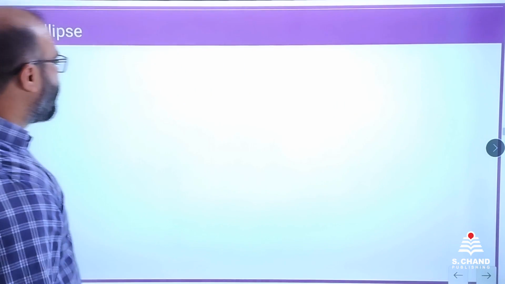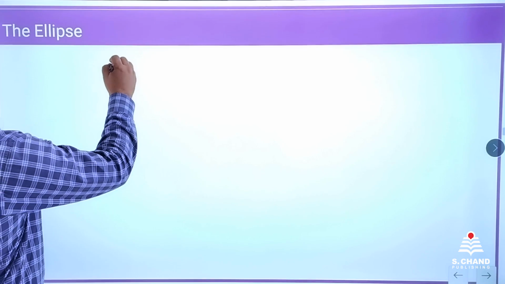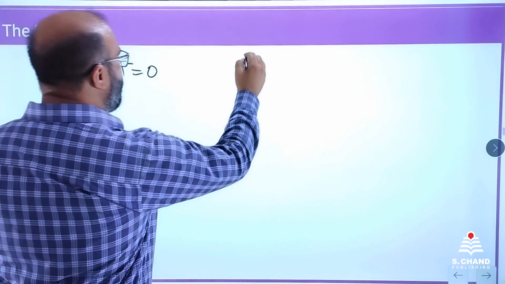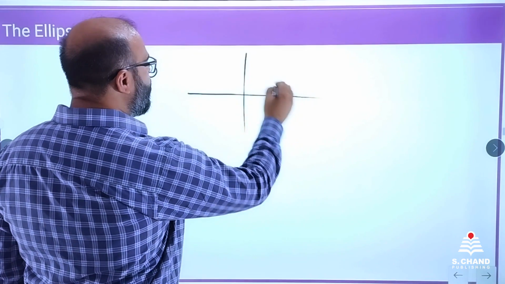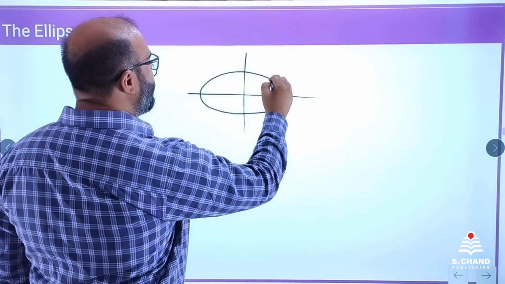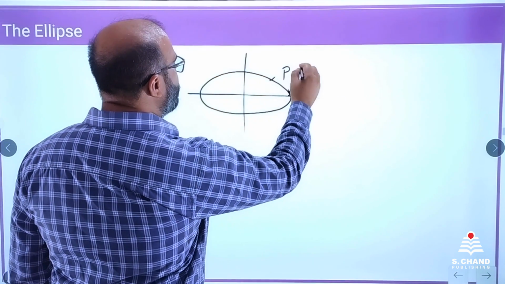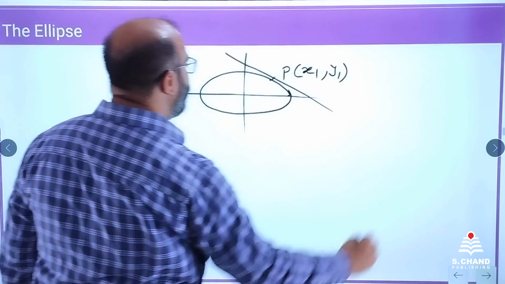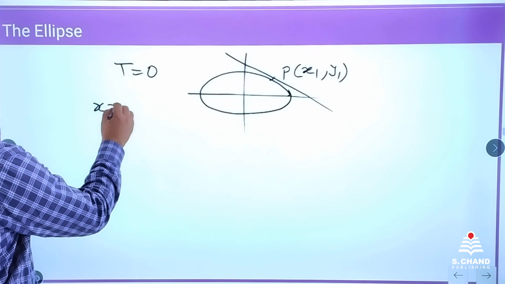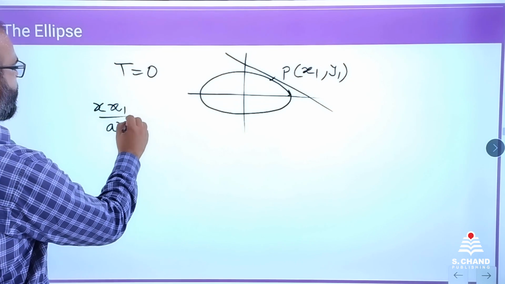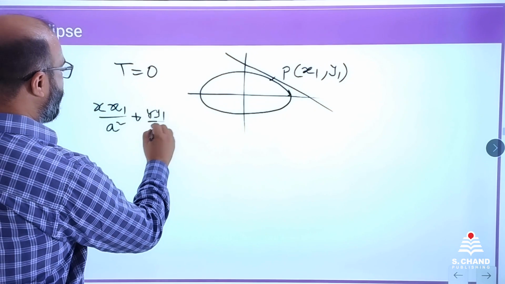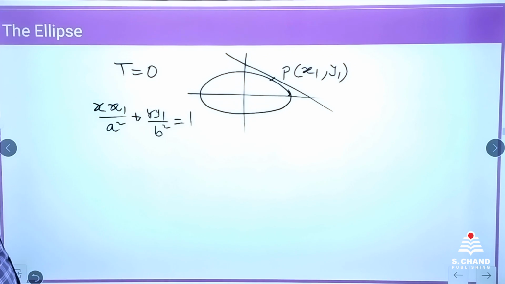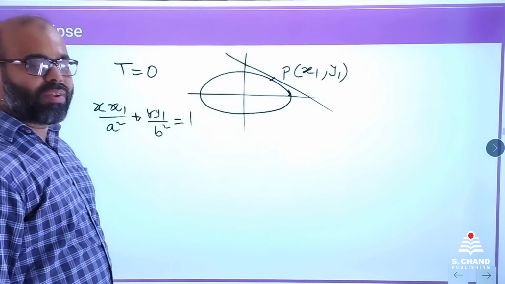Next, what we have important with us is equation of a tangent to an ellipse, which is T is equal to 0. So if we have an ellipse and we take a point P x1 comma y1 on that ellipse, then equation of the tangent will be x x1 by A square plus y y1 by B square is equal to 1. This is the equation of the tangent at x1, y1.